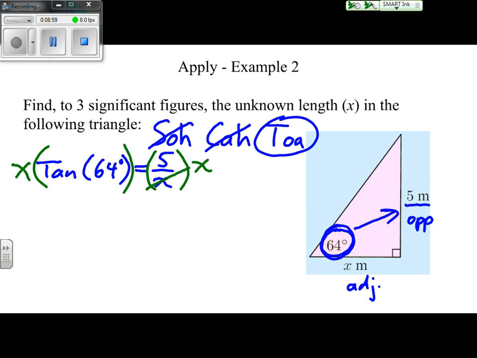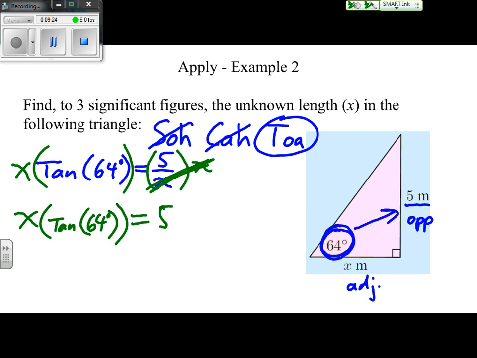And what that'll do is it'll cancel out those x's that we have over on the right side, leaving just a 5 there. And then on the left side, I have an x that's no longer in my denominator, but it is getting multiplied by this trig function, essentially, or trig stuff. And so we have x times the tangent of 64 degrees equals 5.